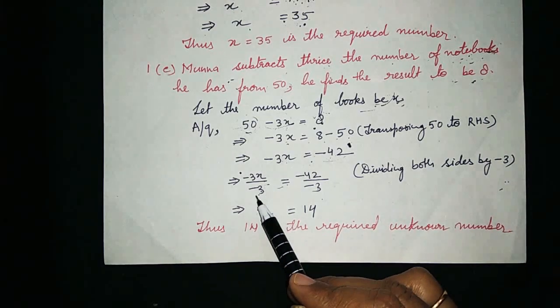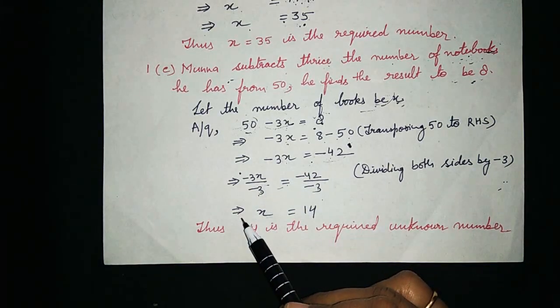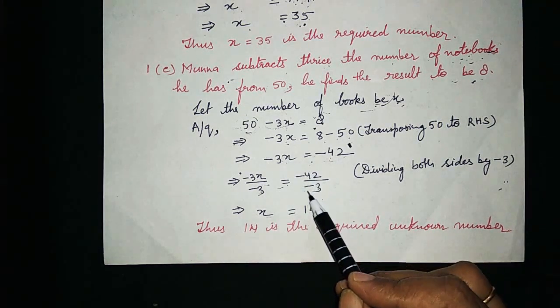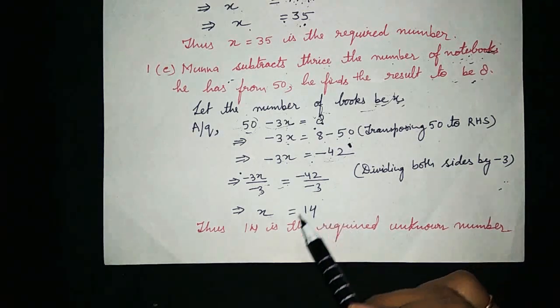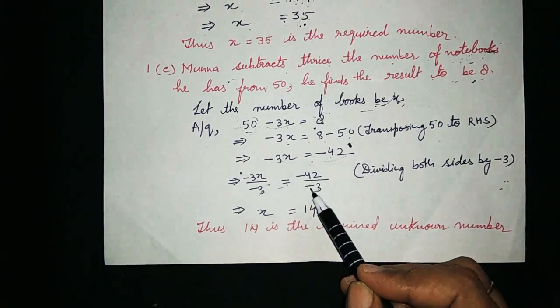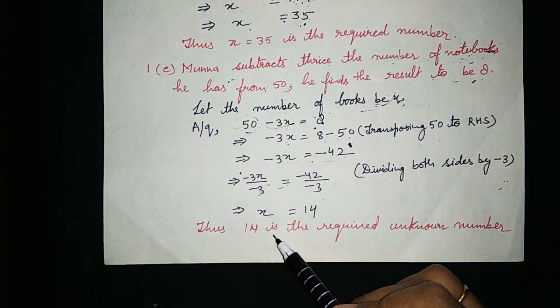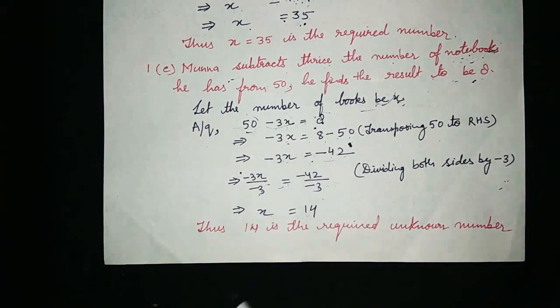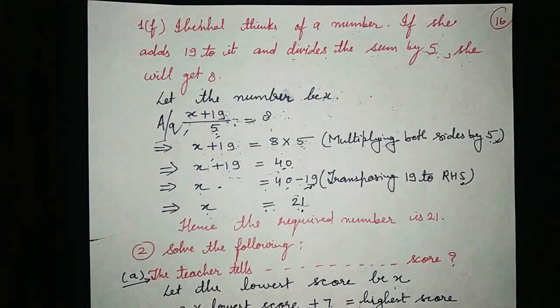X, because minus 3 and minus 3 you can cancel, and here 42 divided by 3 you will do. Then 14 will come, and this minus you can cancel, and after dividing this you will get 14. So 14 is the required unknown number for this question.